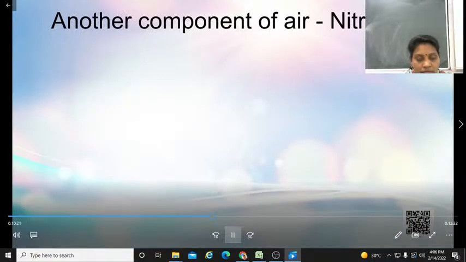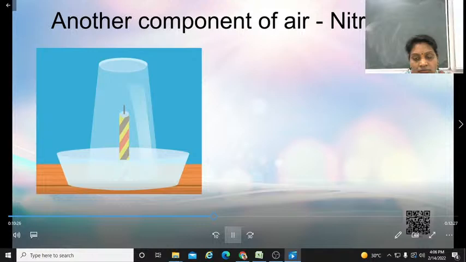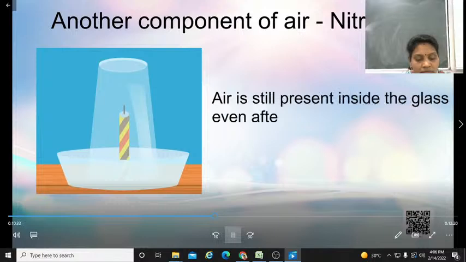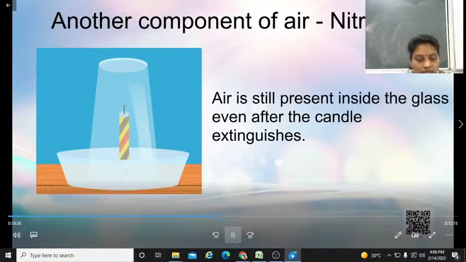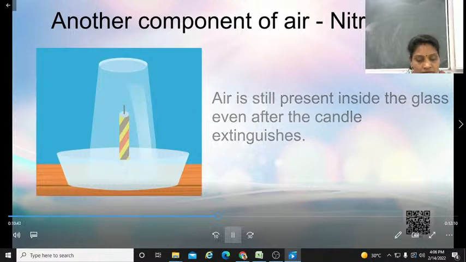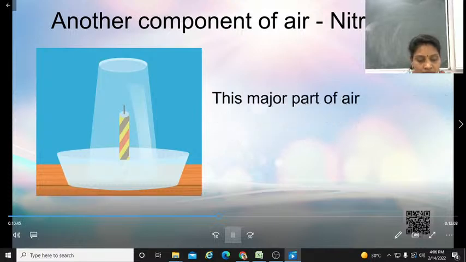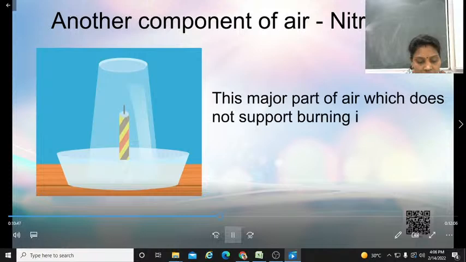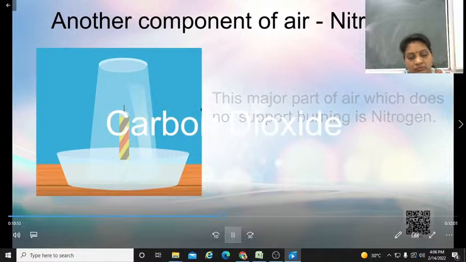Children, let us now talk about another component of air, that is nitrogen. Did you observe in the activity we have just now performed that air is still present in the glass even after the candle blew out? This indicates the presence of some components in the air which do not support burning. This major part of air which does not support burning is nitrogen.